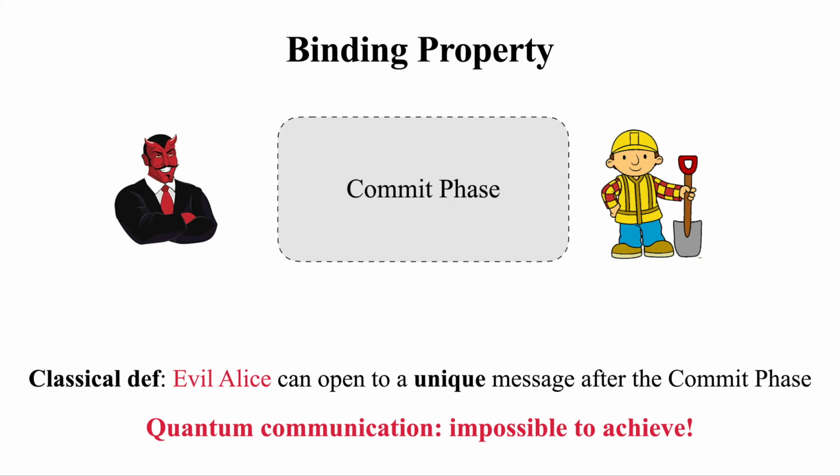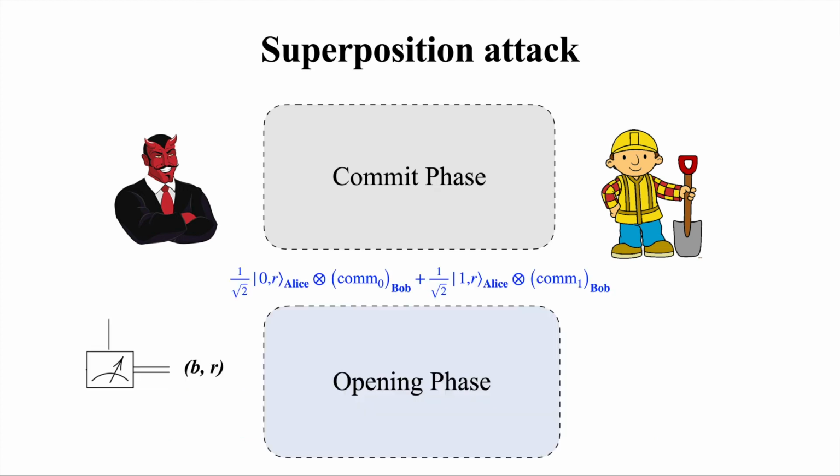Right, and this definition turns out to be sort of impossible to achieve in the quantum setting, and the reason is because of what is referred to as a superposition attack, where Alice need not commit to anything in the commit phase. It can send a superposition over commitments to 0 and 1 in the commit phase, and in the opening phase it can measure this and, depending on the measurement outcome, it can open to either bit 0 or bit 1. So it's like delaying what bit it committed to until the opening phase, which is contrary to what we want from the binding property.